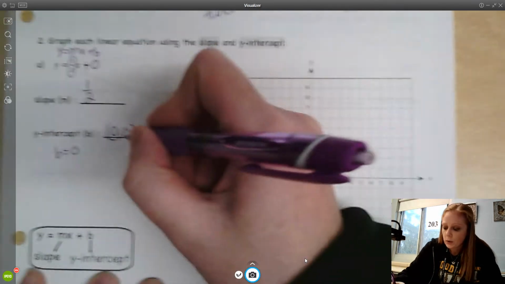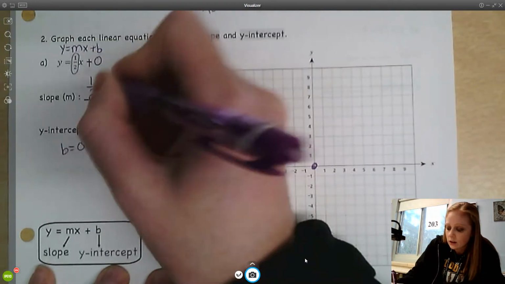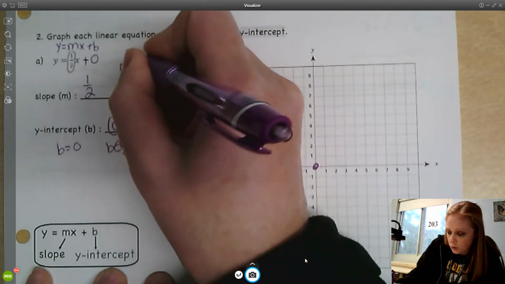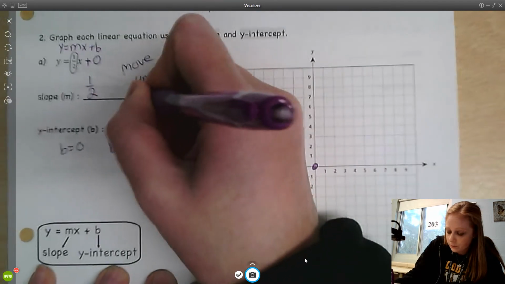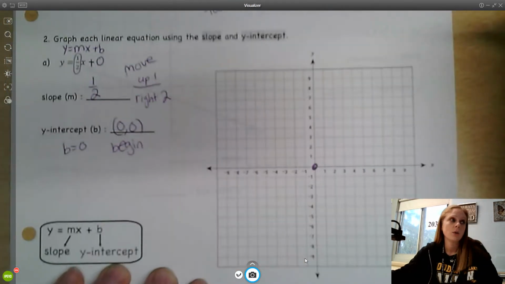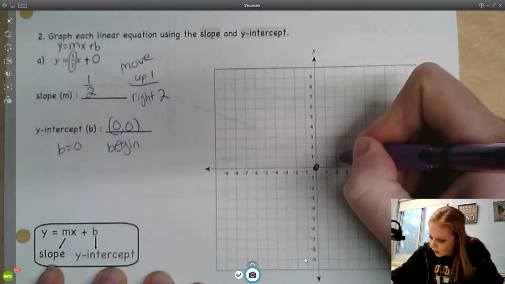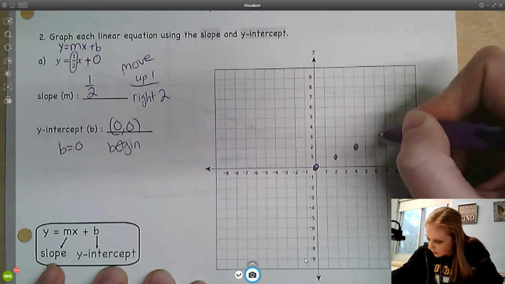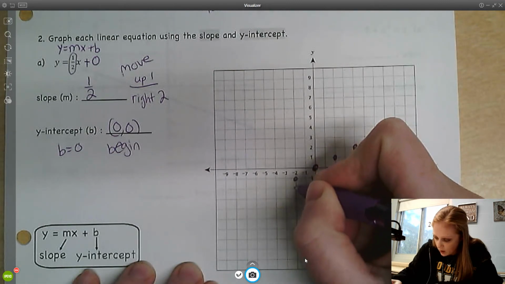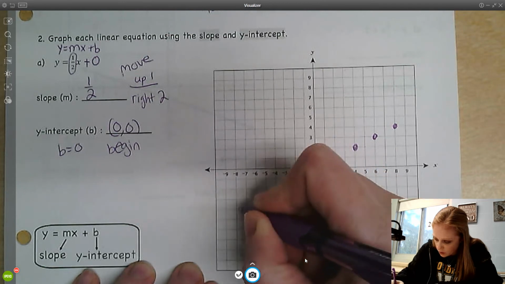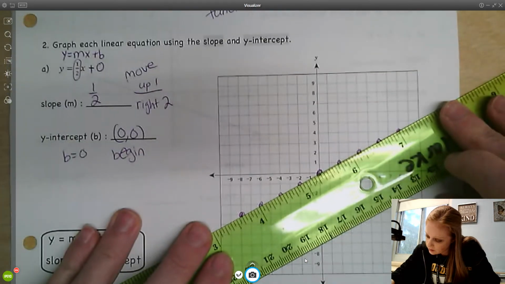Okay, so now let's graph it. So we begin at 0, 0. Then our 1/2 tells us how to move. Our slope, our m, tells us how to move. We're going to move up 1, right 2, because positive means up and always to the right. We should always have a positive in the denominator. Up 1, right 2, up 1, right 2, up 1, right 2, up 1, right 2. Okay, we can reverse this by going down 1, left 2, down 1, left 2, down 1, left 2. Connect our dots, our points.